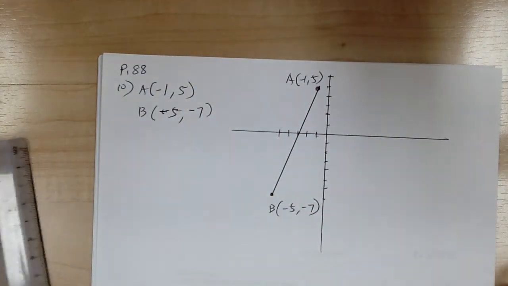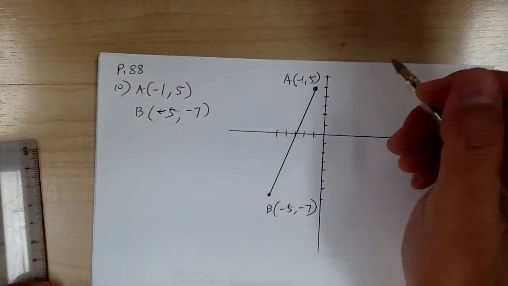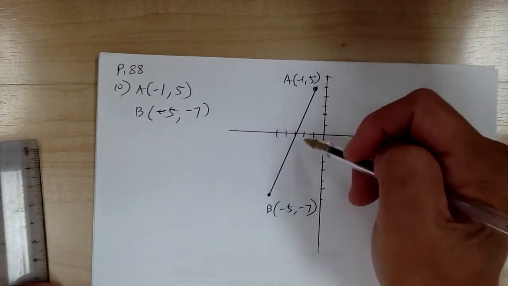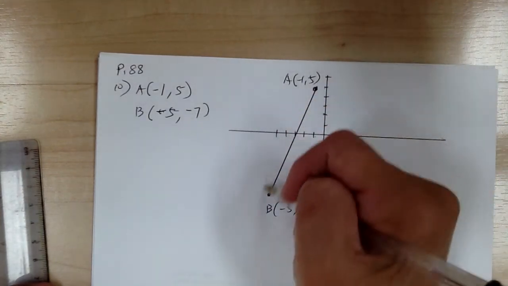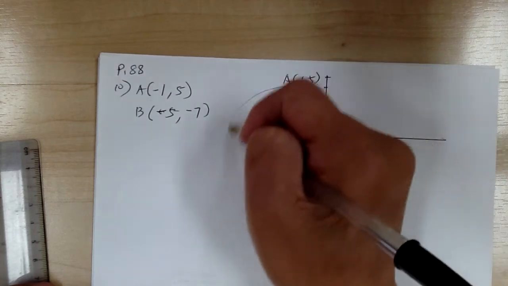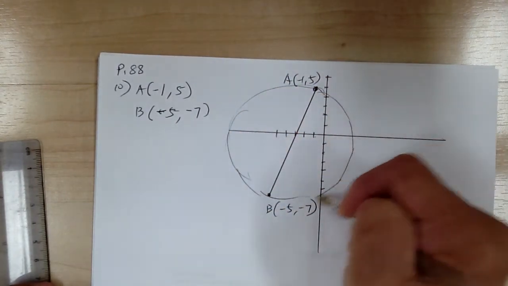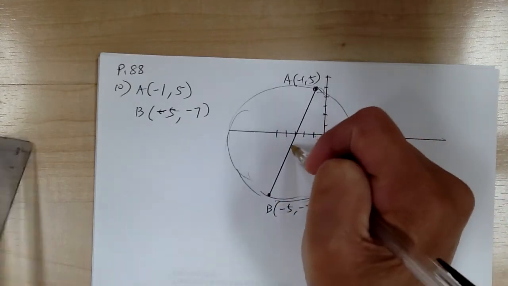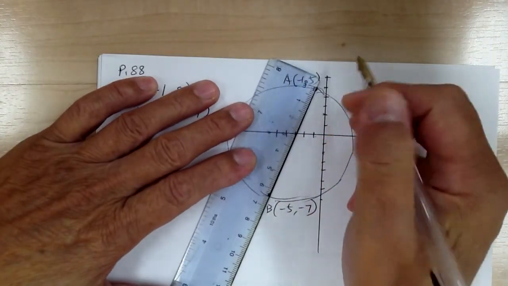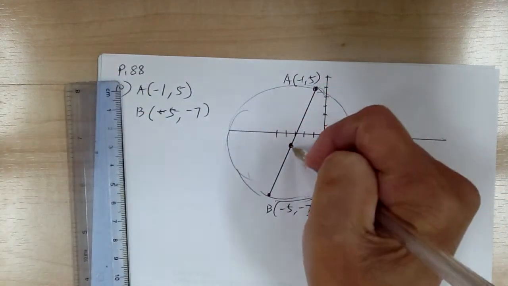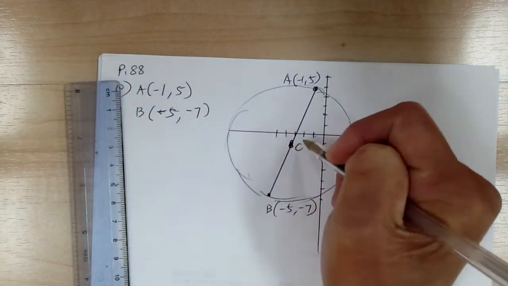So to find the equation of the circle, you need to have two things. You need to have the center and you need to have the radius. Okay, so first let's find the center. Since this is the diameter, the circle is going to look something like this. So the center is going to be the midpoint. To find the midpoint, you just average the two points. So the center is over here.